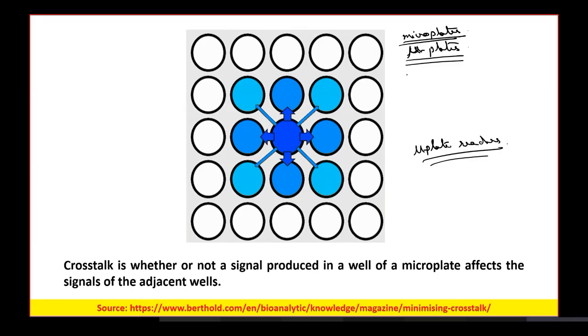So what is a microplate? A microplate is nothing but a rectangular polystyrene casing, and within that you have an array of wells. And these wells are very commonly used in biological purposes or biological analysis.